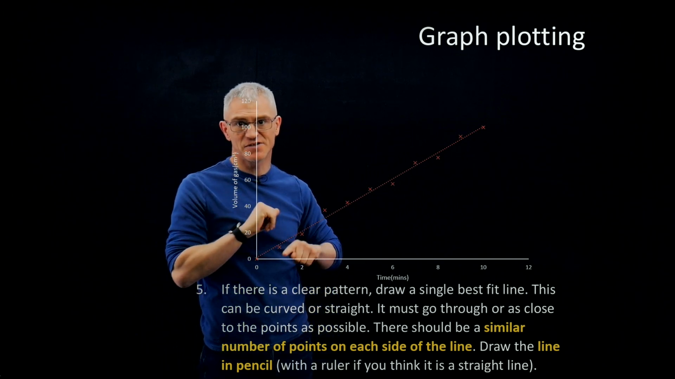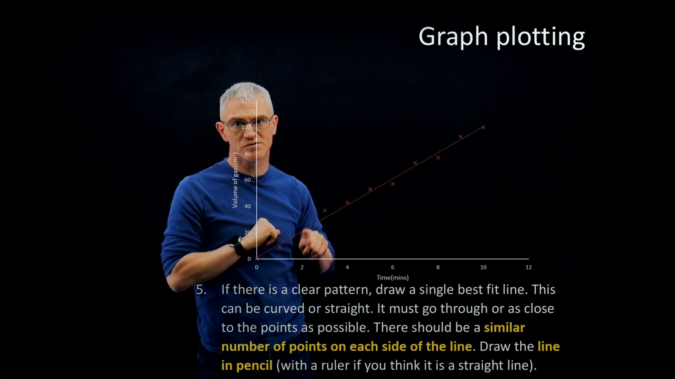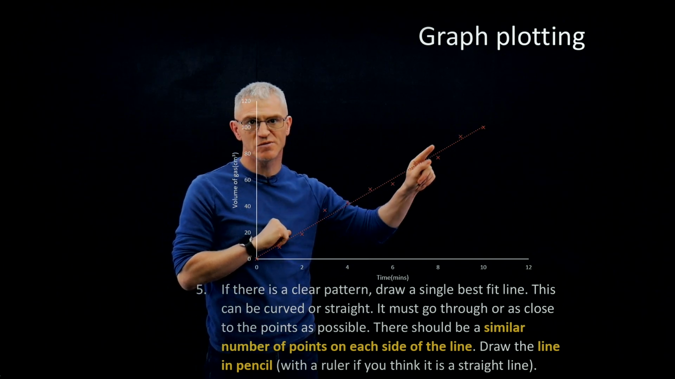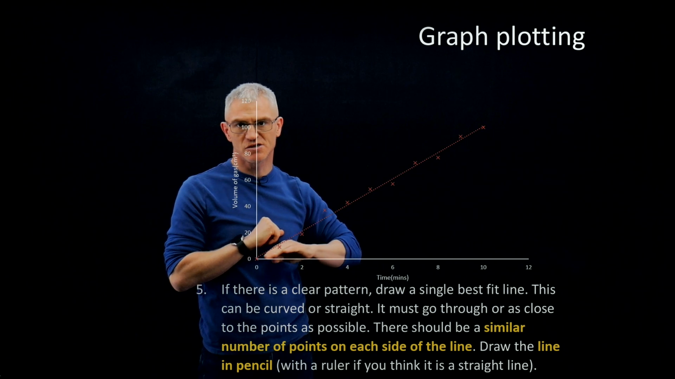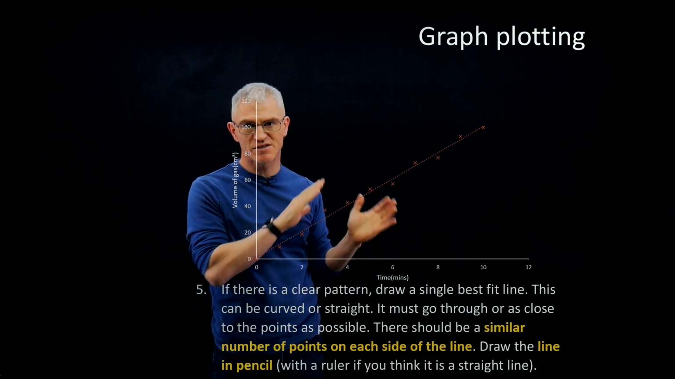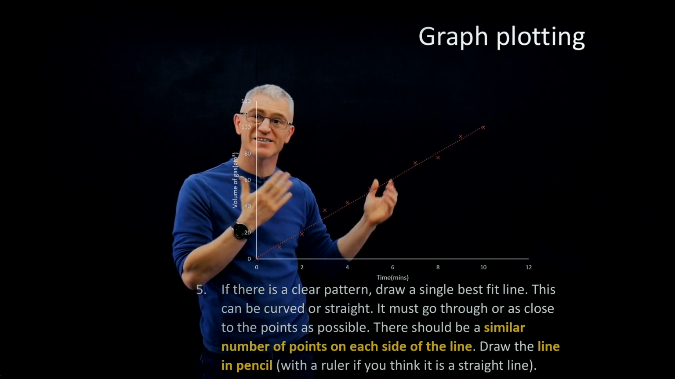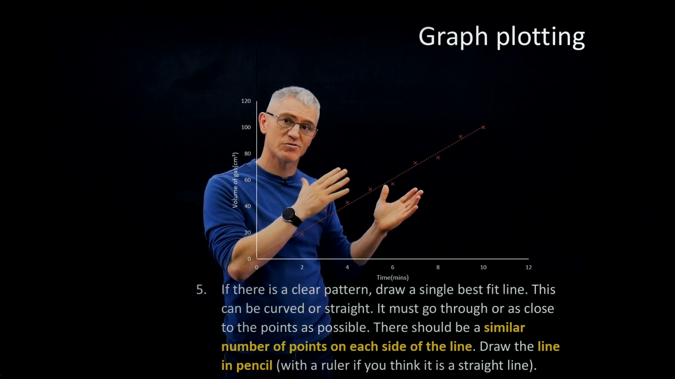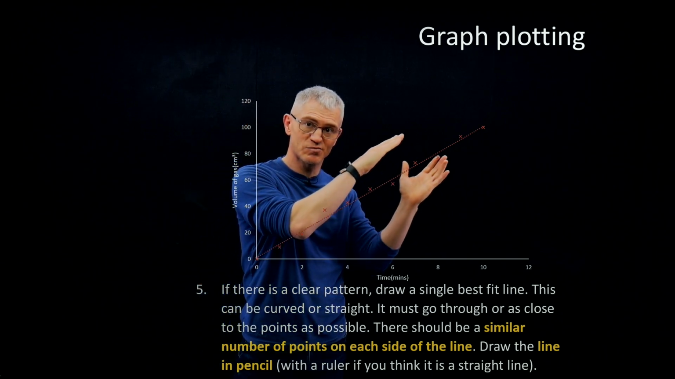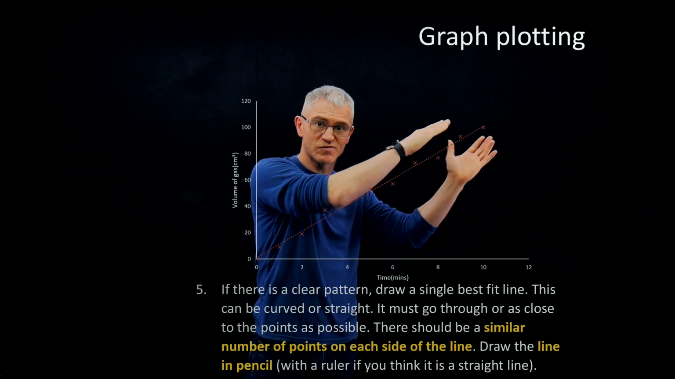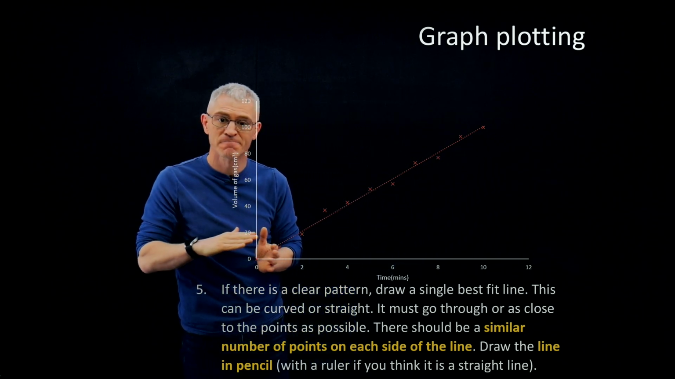Okay, it doesn't have to go through them all. Do not draw a line that goes dunk, dunk, dunk, dunk. Lots of people at your stage do. Okay, just draw a line that roughly fits the points, has roughly the right number. And you need to practice this quite often because it takes a bit of practice getting the right number of points on each side.